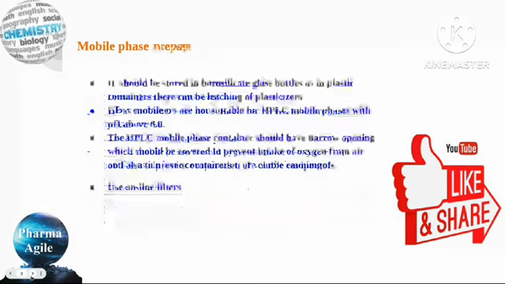If the mobile phase is photosensitive, then we should definitely store it in amber color bottles. If we don't have amber color bottles, then we definitely need to cover the bottles with aluminum foil. HPLC mobile phase containers should have a narrow opening. Narrow opening bottles prevent the intake of oxygen from air and also prevent the evaporation of volatile compounds.